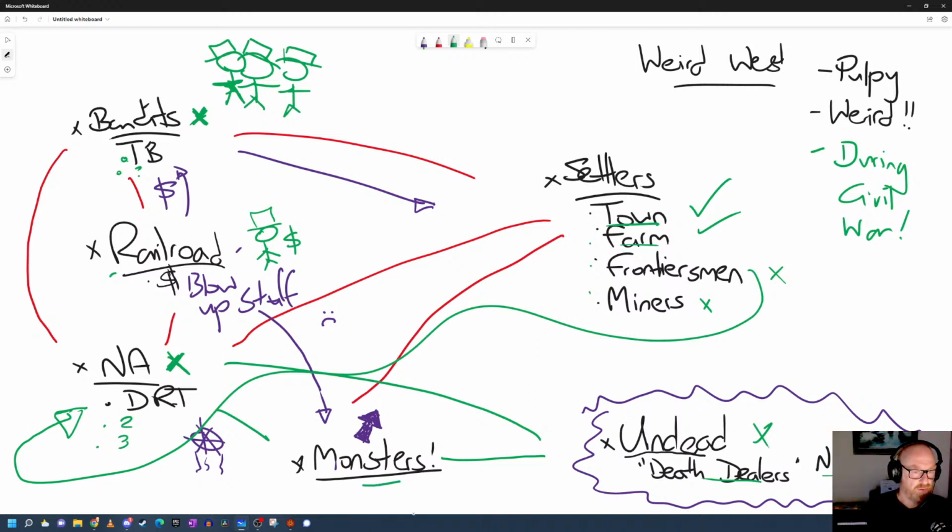Maybe they hunt monsters. Maybe they're monster hunting bandits. Or maybe they go after the rich folks in town only, and they leave the others alone. Maybe they do a bit of mining interdiction. They go after the railroad, absolutely.